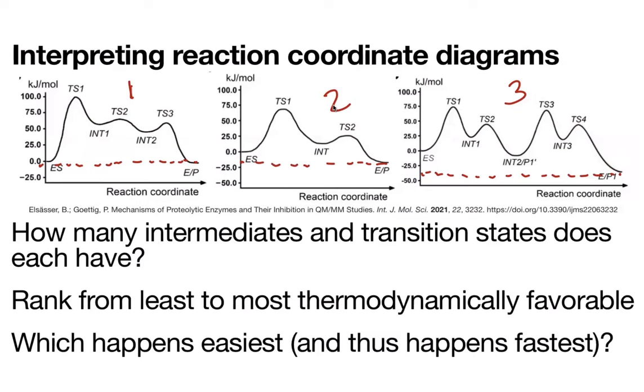But which is going to happen easiest and thus fastest? Now what do we need to consider? Now we need to consider our delta G double dagger. And if we consider that, well, we've got a big one here. We're up to about 100 kilojoules per mole. For this one, we're a little under 75. This one looks like we're a little over 75 as well. And so basically what's going to happen easiest is going to be 2 and 3, and the hardest is going to be 1 because it's got the highest activation barrier.